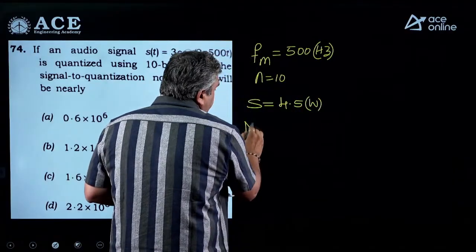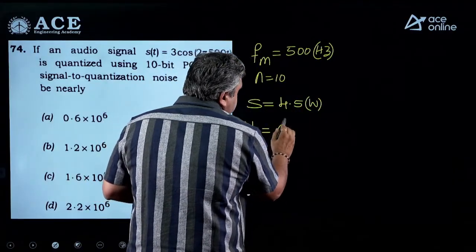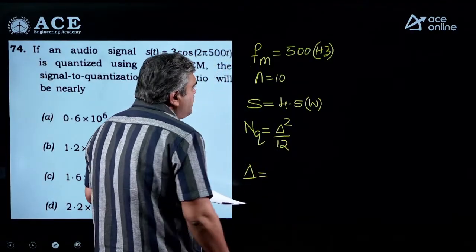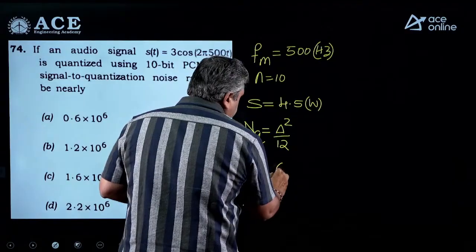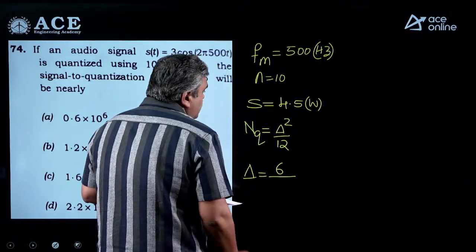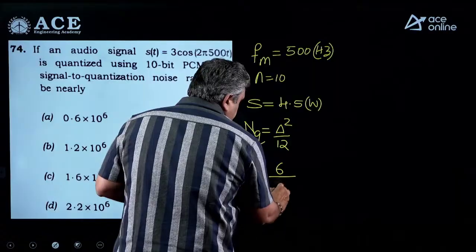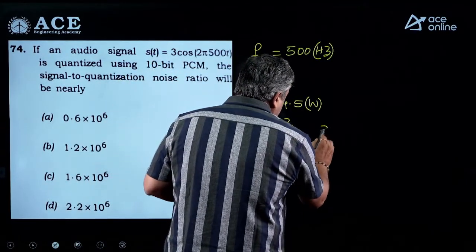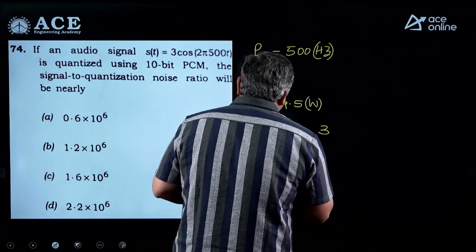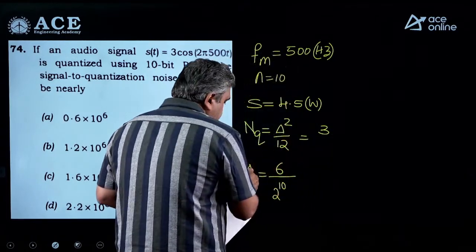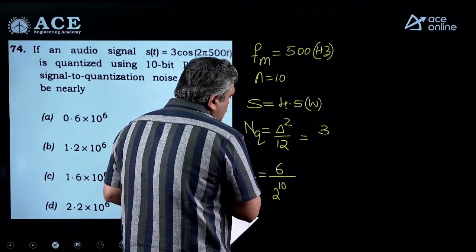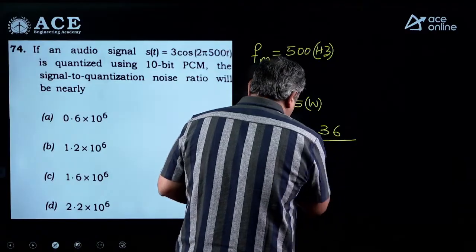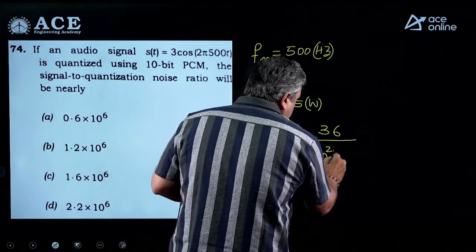And what is the quantization noise power? It will be delta square by 12 for a uniform quantizer. What is the delta? Vmax minus Vmin, it becomes 3 minus of minus 3, 6 by 2 power n. 2 power n means it becomes 2 power 10. So if you substitute this here, it becomes delta square by 12. Delta is Vmax minus Vmin by 2 power n. So when you take delta square, it becomes 36 by 2 power 20 into 12.